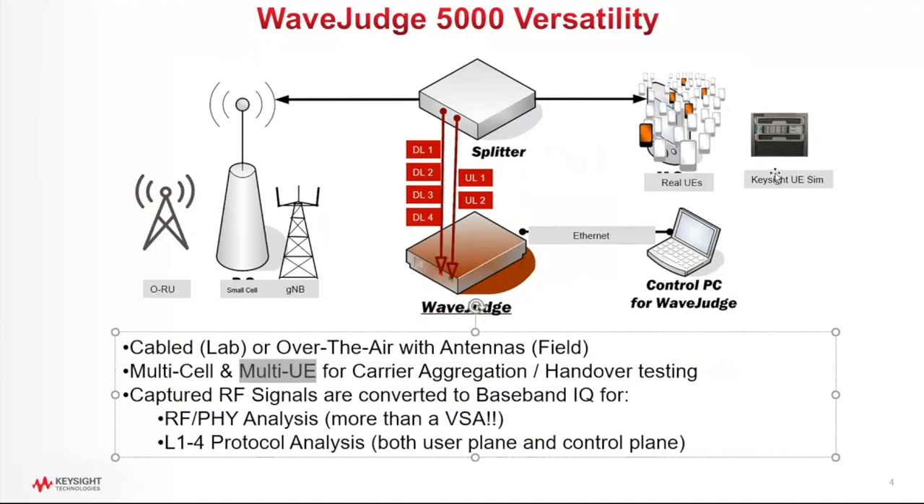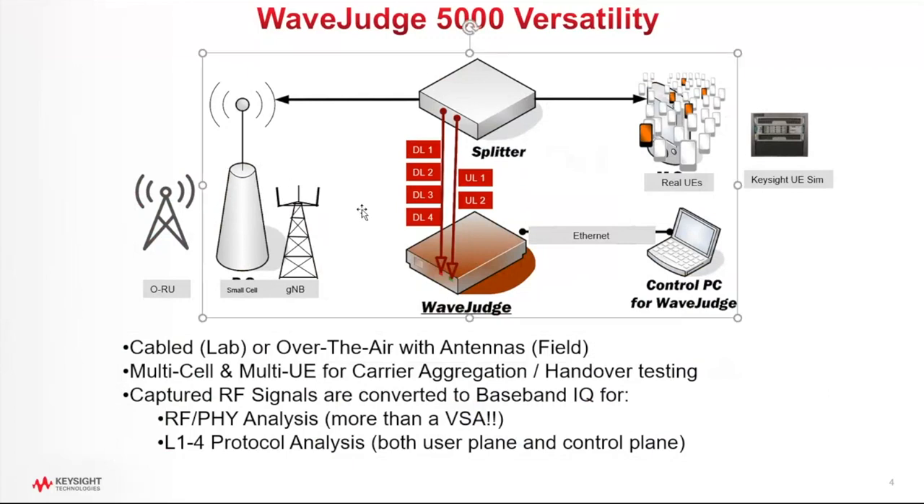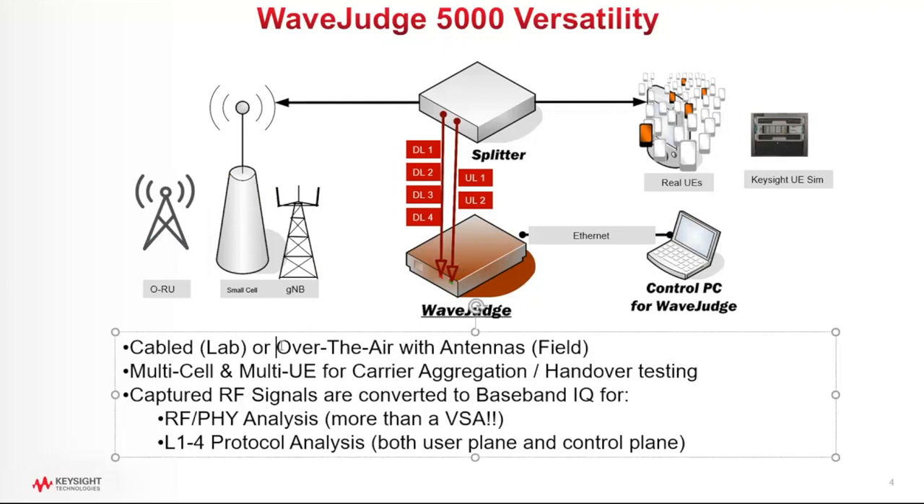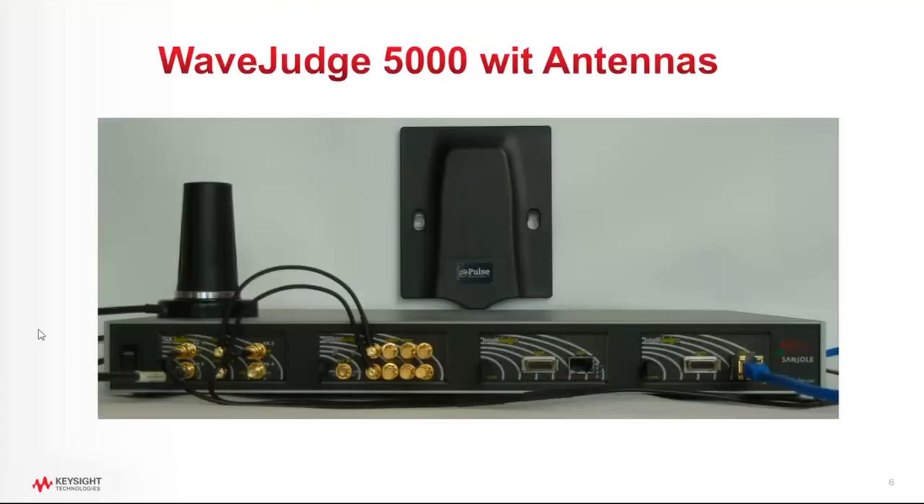Keysight offers a very nice UE simulator, and if you're using that UE simulator with your base station, the WaveJudge will capture all of the RF signal for all of those UEs that are being simulated. Okay, so the point here is, again, in a lab cabled conducted environment, whether you're using O-RAN, E node B, G node B, small cells, all of the downlink will be captured by the WaveJudge, and all of the uplink, whether it's a single UE, multiple UEs, or a UE simulator, all of that information will be captured by the WaveJudge.